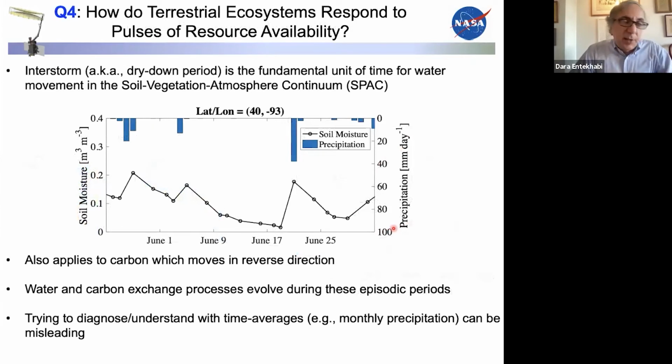Very quickly, the last thing is to bring in vegetation. Question 4, when you have a pulse of moisture, like rain events, what does vegetation really do in response? So this is the drydown in between storms. So these are what the satellite is measuring.